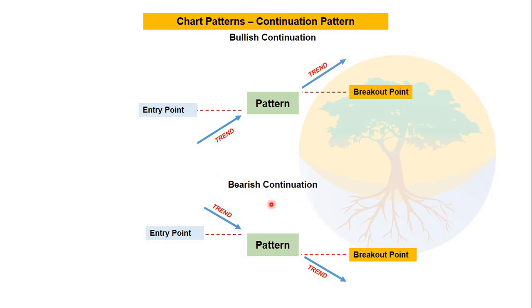For a bearish continuation, we're looking at price that is going down. Then it enters into a pattern. Then it breaks at some point. Then it continues on the downtrend. So these are the characteristics of a continuation pattern.